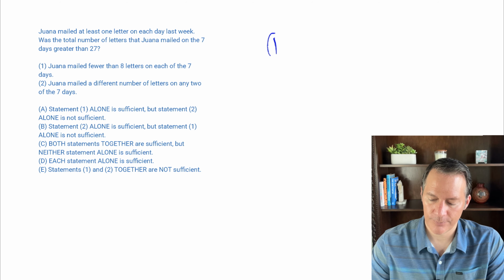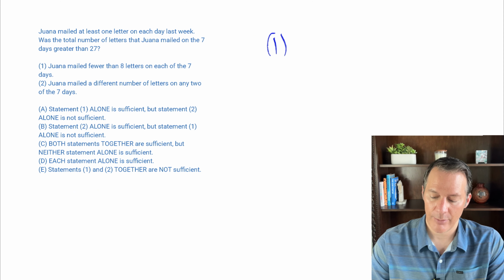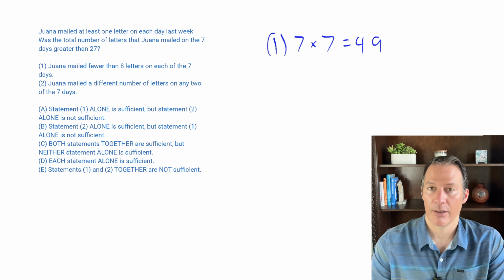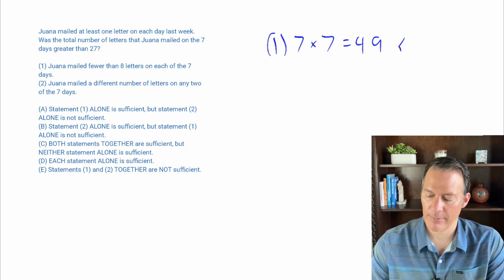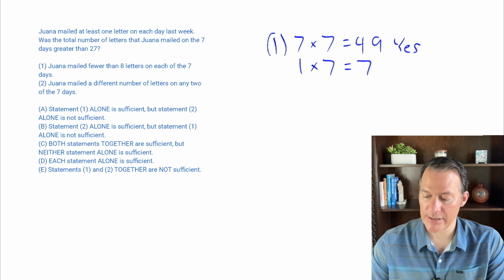So let's try that. With statement one, fewer than 8 letters on each of the 7 days. Okay, so let's make those as big as possible. That would make it up to 7 each day, and we have 7 days. So 7 times 7 gives us 49 letters, greater than 27, so we have a yes there. Now let's make it as low as possible. If we had 1 letter a day for 7 days, that's 7 letters, clearly below 27, and that's a no.